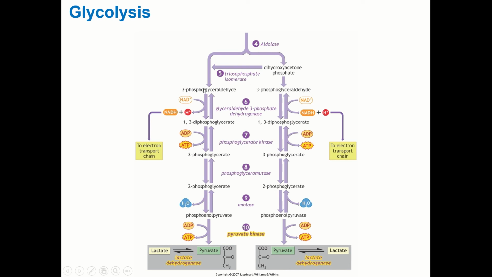Got another enzyme here, 3-phosphoglyceraldehyde on each side. Now what we're going to do is use an NAD, a niacin or B vitamin derivative, and pull a hydrogen off of this molecule, so the NAD gets reduced and ends up as an NADH. So we have an NADH produced on each side.